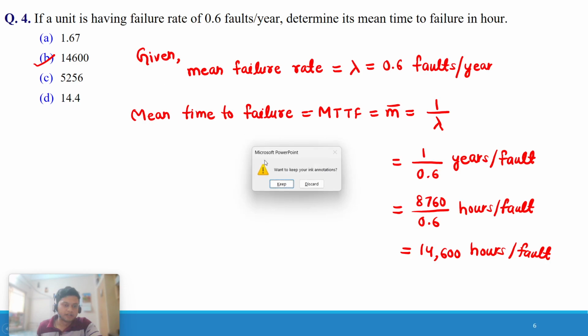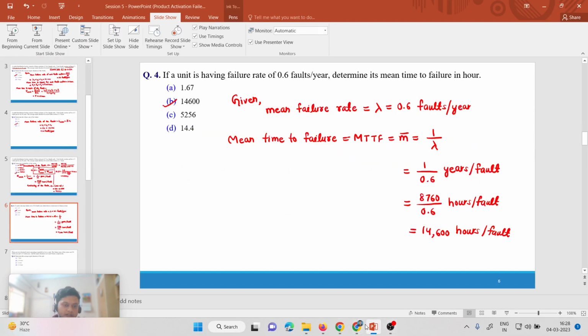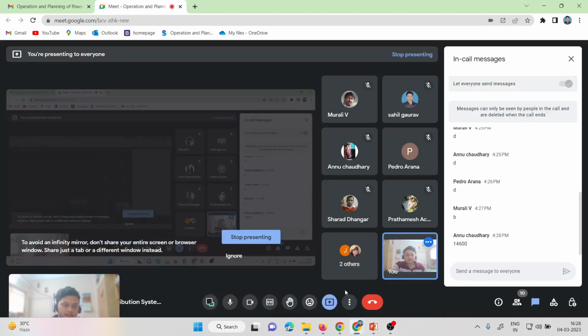How many of you have given the correct answer? Yes. Anu, Pedro, Murli, all are correct.